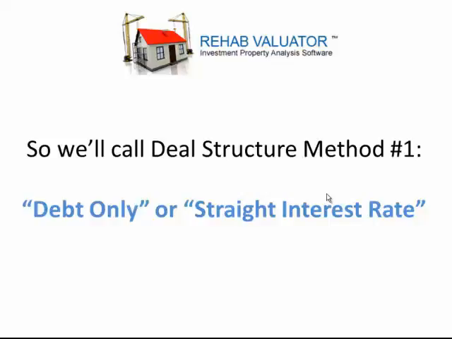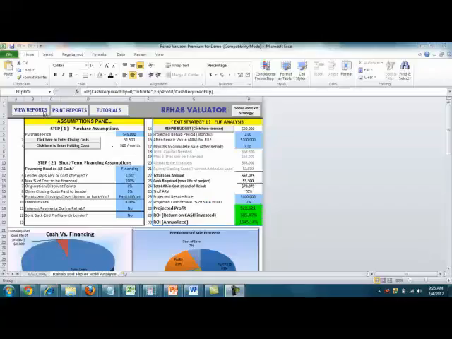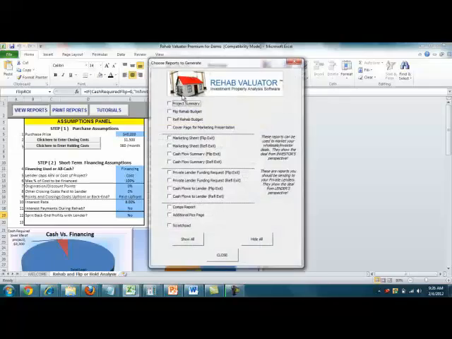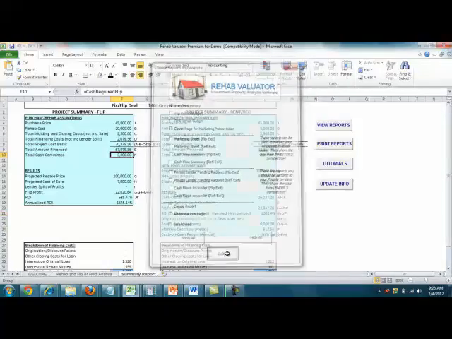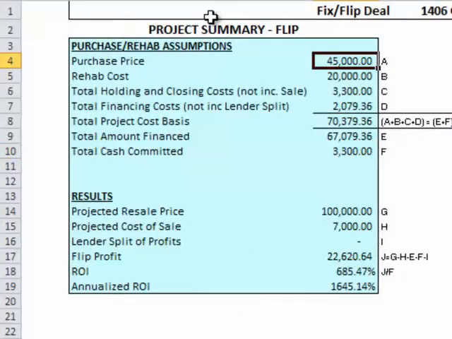So here's what this deal looks like for everyone. If we go to project summary, so okay, you're buying for 45 grand, rehabbing for 20. These are your holding and closing costs. This is what financing costs you. You're paying about $2,100 in interest. Here's your total cost basis. You're financing a big chunk of that. This is how much cash you have to come into the deal. Your projected resale price, cost of sale. So you're making $22,600 in the flip.